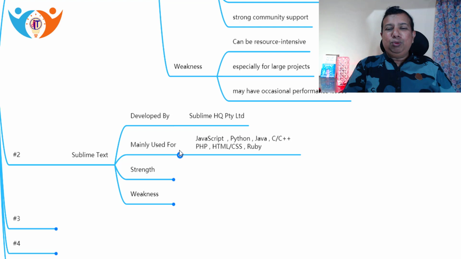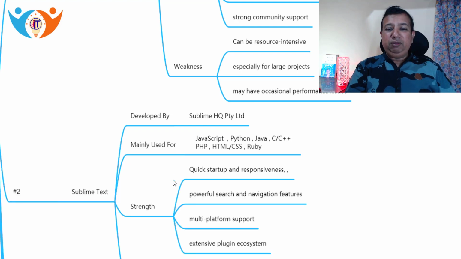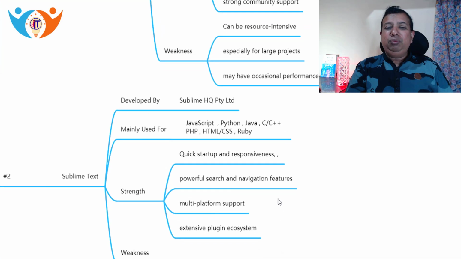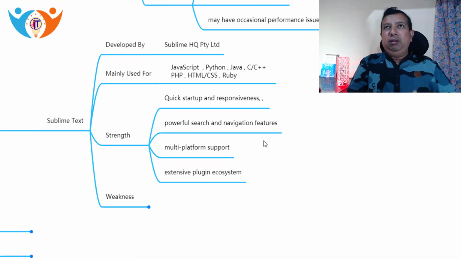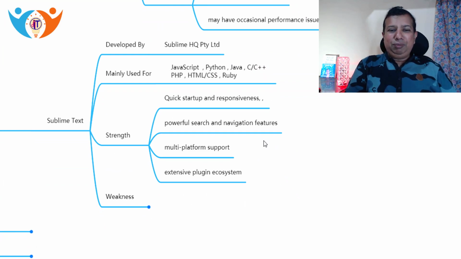These are different programming languages that we can use inside Sublime Text, but its main purpose, it is most widely used for JavaScript, Python and Java. The strength of Sublime is it is very quick to install and immediately we can start development inside it. It has powerful search options and we can navigate from one window to another very easily, and that's why it is useful for rapid development.